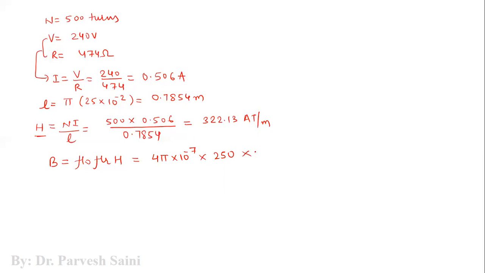And then H is 322.13. So the value of flux density is equal to 0.1012 Weber per meter square or Tesla, right? So we can easily find out the flux here, which is equal to B into A.